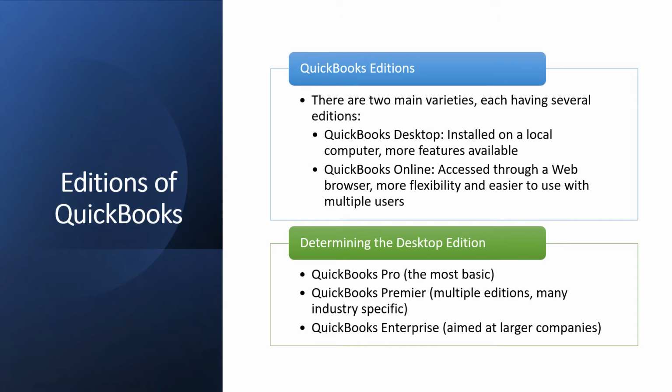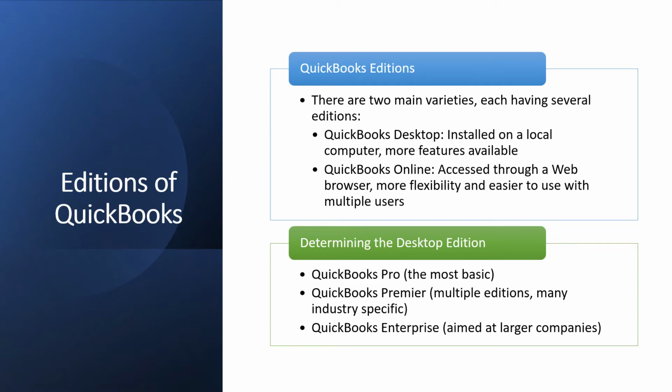On the other hand, QuickBooks Enterprise Solutions is aimed at larger companies, allows for more users, and has more advanced inventory capabilities. Desktop editions include QuickBooks Pro, multiple QuickBooks Premier editions, and QuickBooks Enterprise. An advantage of choosing one of the industry-specific QuickBooks Premier editions is that it will provide more industry-specific functionality, such as running a donor contribution report for a nonprofit business or tracking profitability by product.